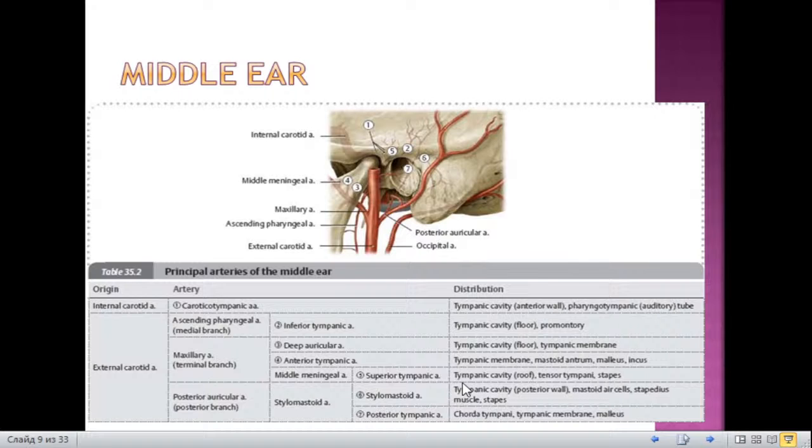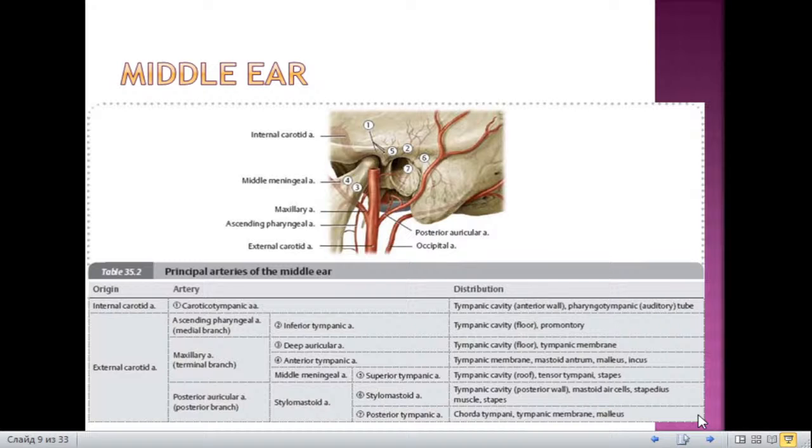It supplies chorda tympani, part of malleus, stapedial muscle. Sometimes stylomastoid artery gives off branches to tympanic cavity. So in addition to the posterior tympanic, it may supply elements of tympanic cavity directly.